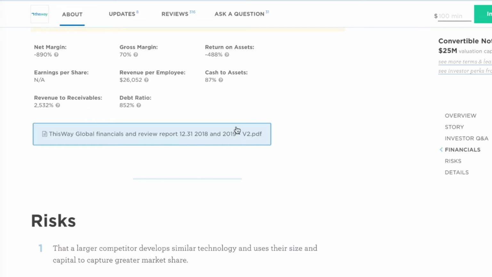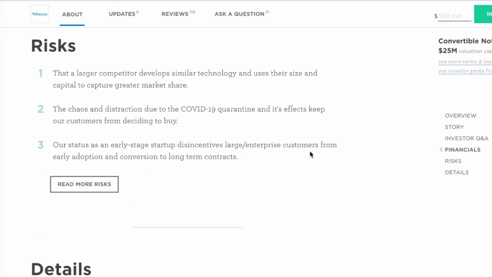You can also download this if you want to see some of the financials and also some of the disclosures here when it comes to the risks.